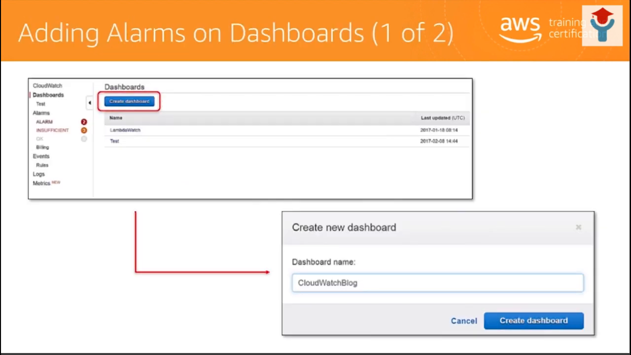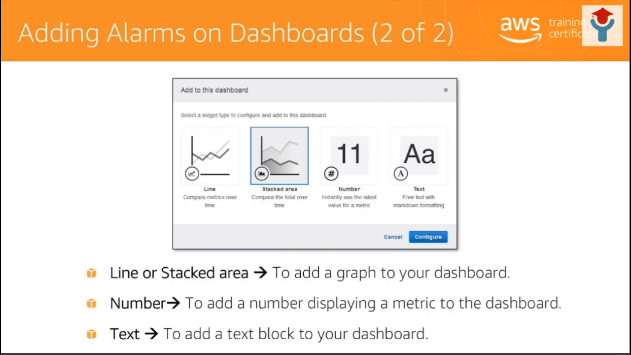We're also going to add a custom dashboard, and in this case, we're going to call it our CloudWatch blog, and create that dashboard so it can display just those alarms that we want to see. In this case, we can do a line or stacked area to add in a graph if we wanted to. We could add a number to display that metric on the dashboard, and then a text block on our dashboard itself.